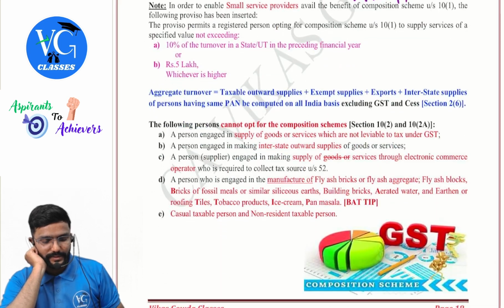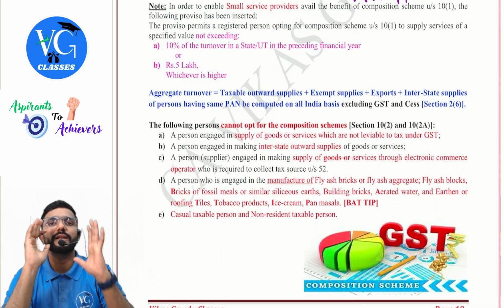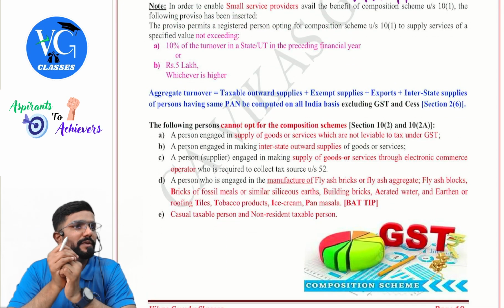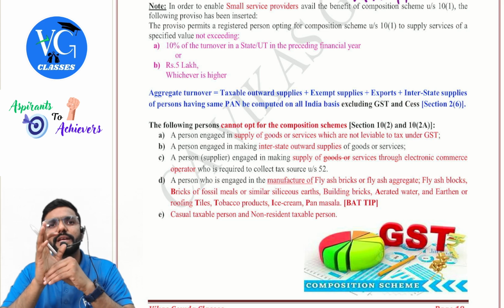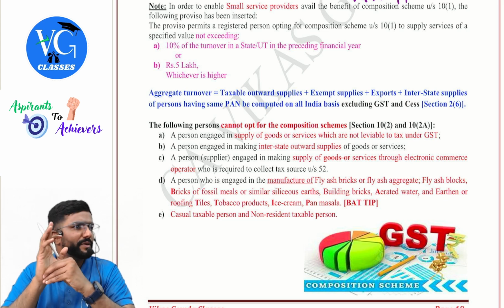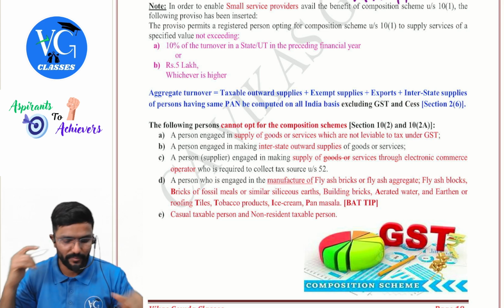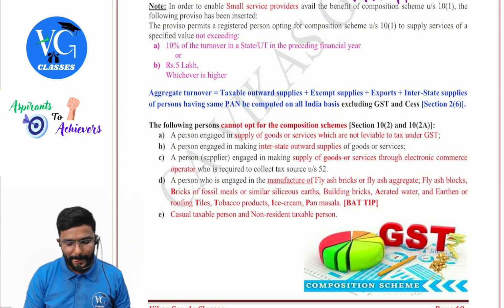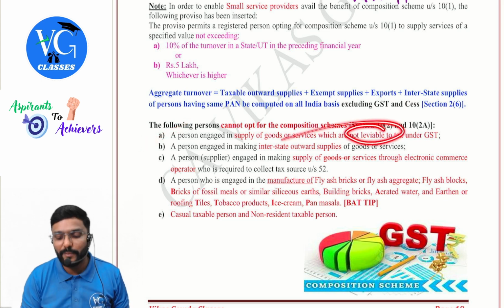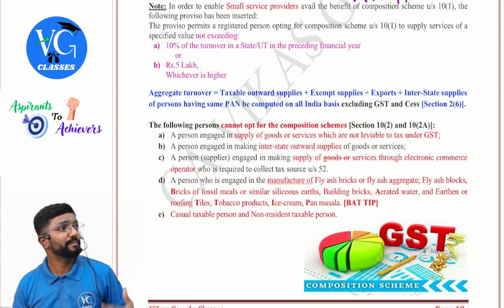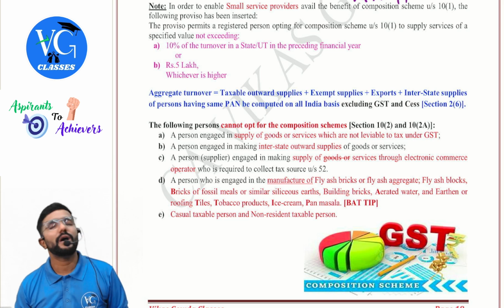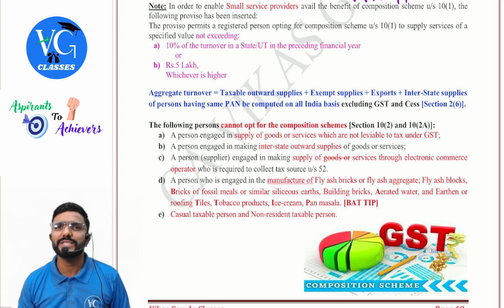Yes, sir. Next, the following people are not eligible for composition scheme. Even though their turnover in the last year is within the limit, still they are not eligible for composition scheme. Both the composition schemes, guys. What are those? A person engaged in supply of goods or services which are not leviable to tax under GST. Means petroleum, alcohol for human consumption. They are kept outside the GST.